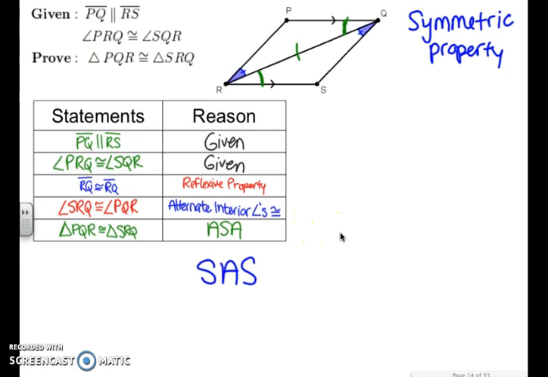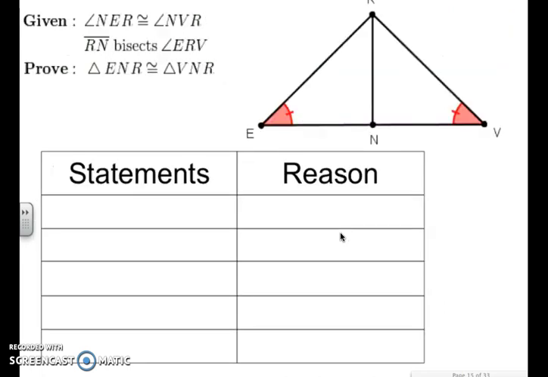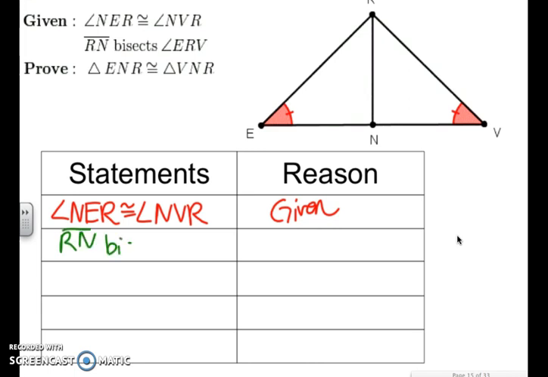All right, so let's move on to when we've got some complete blank proofs, okay? So we've got two examples of these. I'm going to try the first one, and you could try the second one on your own. Okay, so first off, my givens are going to go on the left side. So I know that angle NER is going to be congruent to angle NVR, and that is given. So let me make that mark. NER, which is already marked, NVR. Okay, so I'm good. My second given is that RN is going to bisect angle ERV, and that is given.